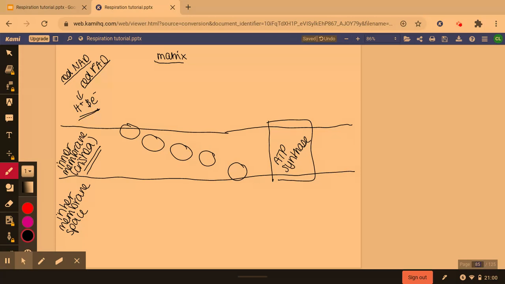Now my electrons here will enter into the electron transport chain, and they will go through a series of redox reactions, which is oxidation and reduction, as they pass through these electron carriers. Now, as the electron passes through these electron carriers, it releases energy. And this energy is used to actively transport these hydrogen ions into the intermembrane space.